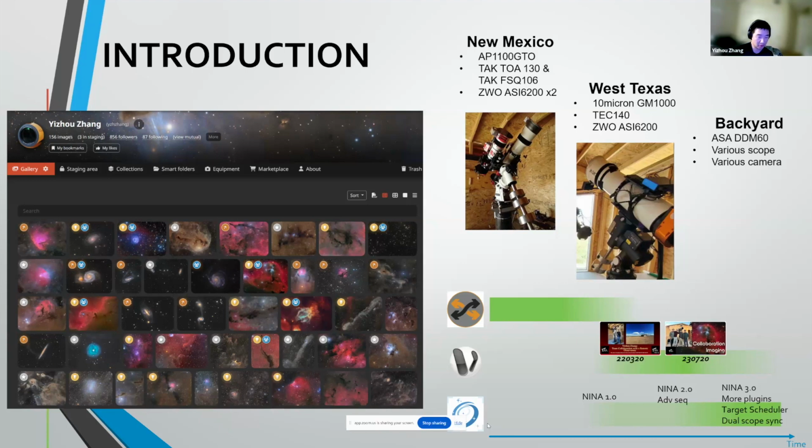About the same time is when N.I.N.A started up. It started from 1.0, which was the fundamental basic sequencing, and I've been monitoring the development of N.I.N.A. With N.I.N.A 2.0, some plugins were introduced and the advanced sequencer became available, and I started to look at N.I.N.A a little more seriously. About 2 years ago, N.I.N.A 3.0, I forgot the exact time, brought more plugins, and specifically the Target Scheduler plugin showed up.